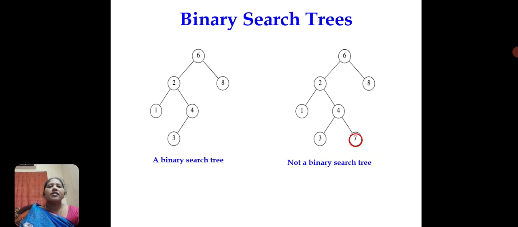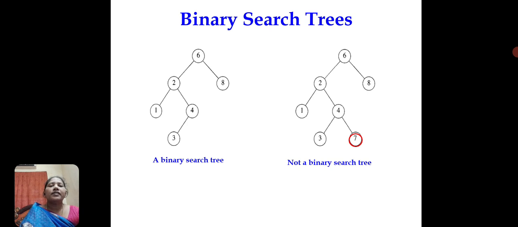We can see in this diagram, the root node is 6. All the values in the left subtree, that is 1, 2, 3, 4, all these nodes should be less than the root node 6, and 8 is in the right subtree, so it should be greater than 6.